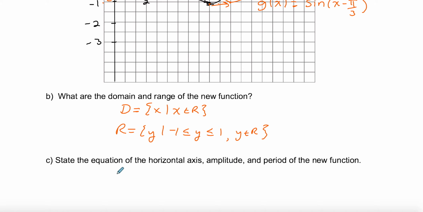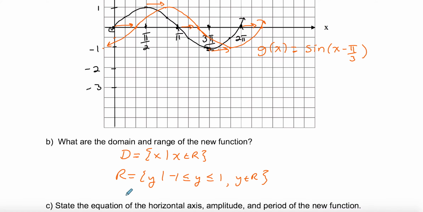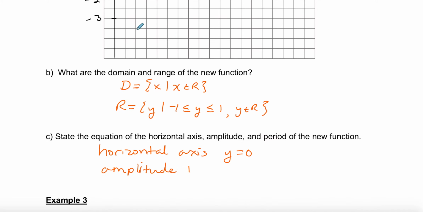The equation of the horizontal axis, that time it didn't actually move, so it just would be y equals 0. The amplitude would still be 1. And again, the period, 1 whole cycle, does still repeat in 360 degrees or 2 pi radians. So it hasn't changed, it's just shifted.